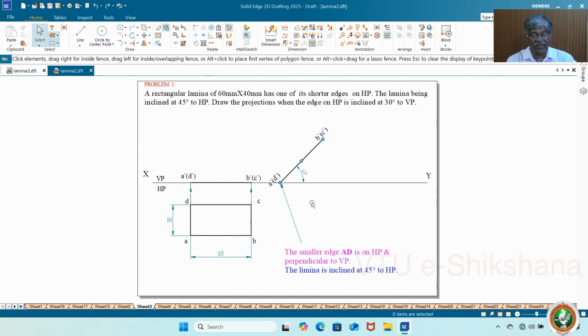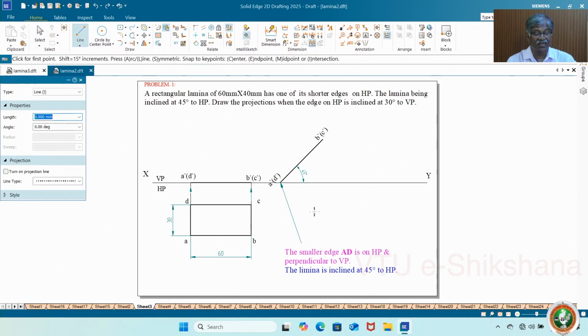Okay. Next, what do you have to do? We have to project this. See, you have to project this and get the top view. See here, yeah, it's 30.